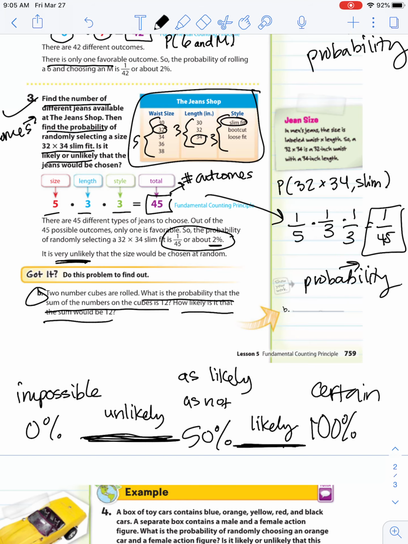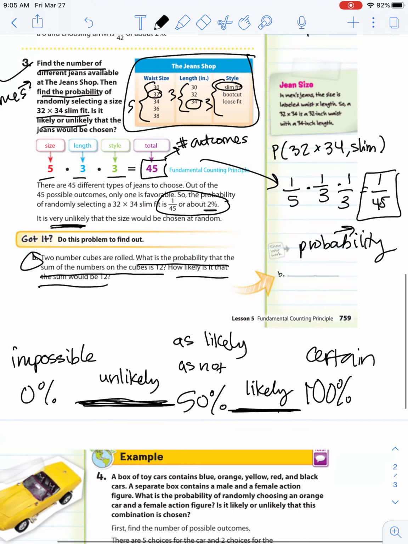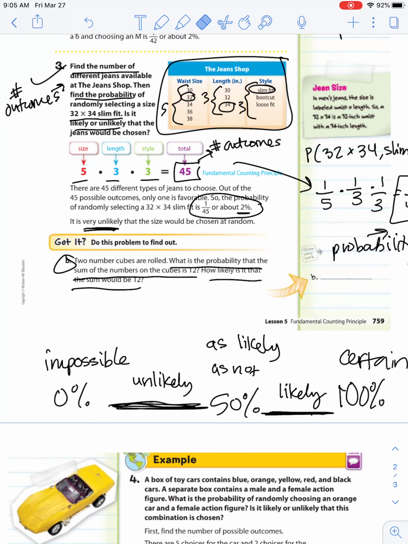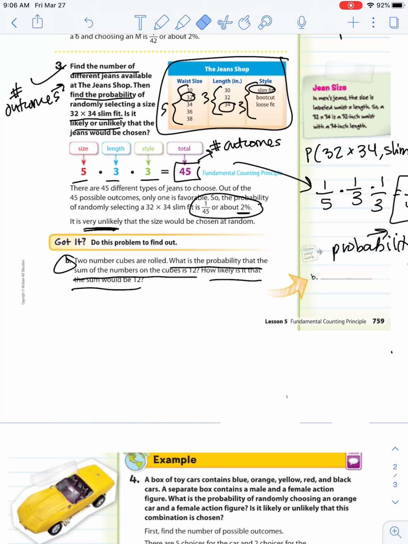Okay, I'm going to erase this right here so that I have some room. Okay, so we're choosing two number cubes. So here's number cube, and here's a second number cube. And we want to know that the sum is going to be 12. So that means that when we add up the numbers, it will equal 12.